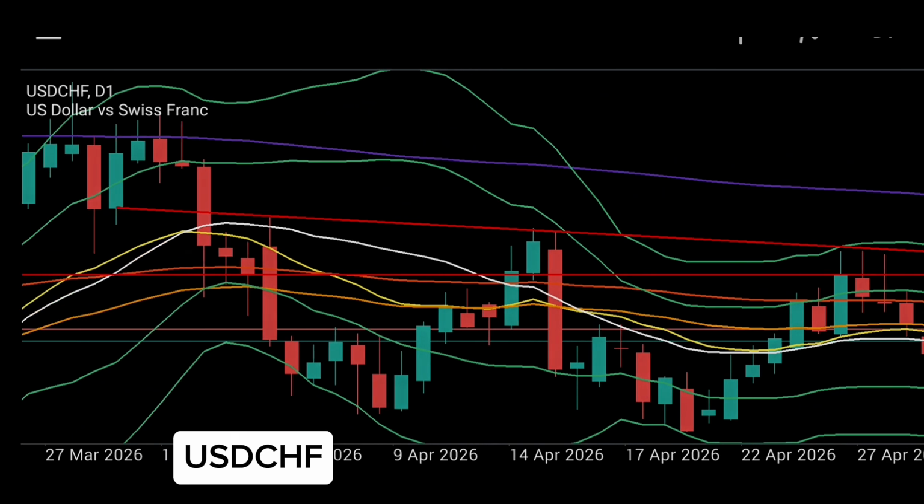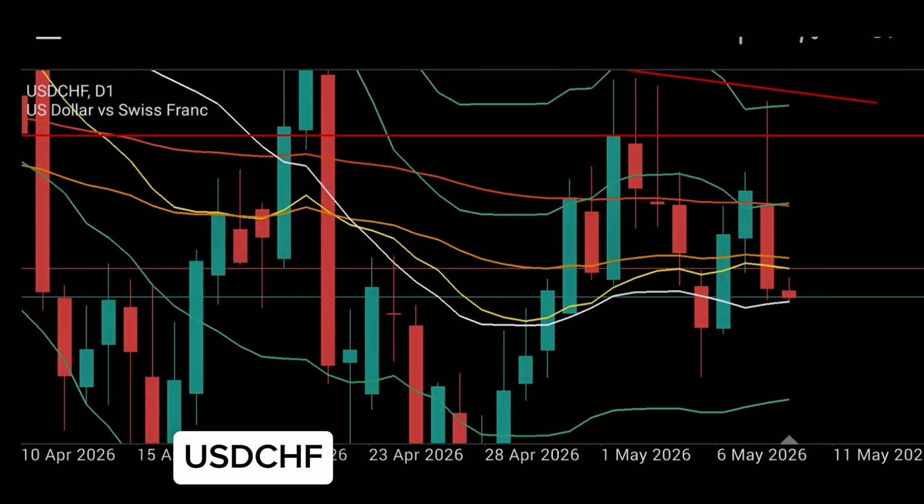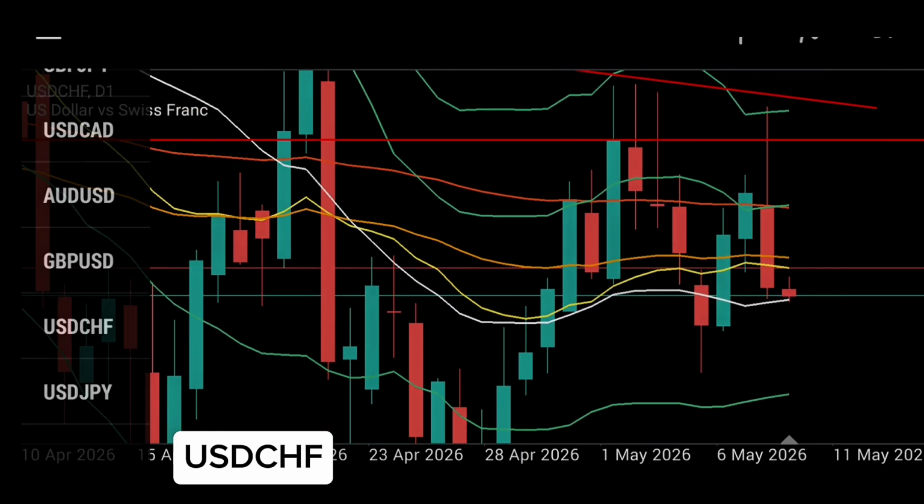Oh, okay. It gave me many now. I can see we are going down. This is the USD CHF. We are going down. So you have to sell here at this spot. This is the reason why I'm doing a sell trade.